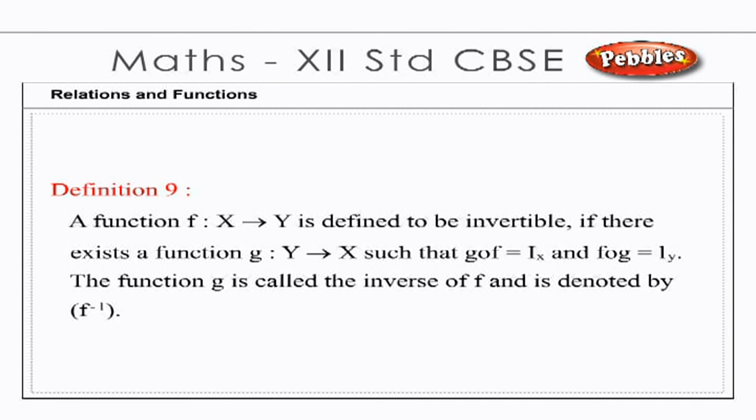Definition 9. A function f: X → Y is defined to be invertible if there exists a function g: Y → X such that gof = Ix and fog = Iy. The function g is called the inverse of f and is denoted by f⁻¹.